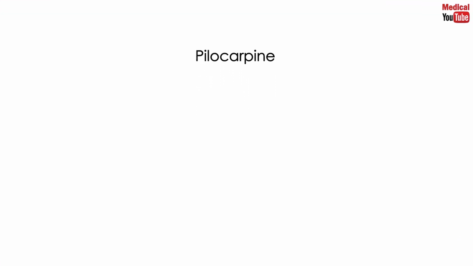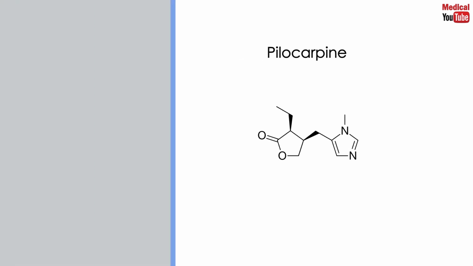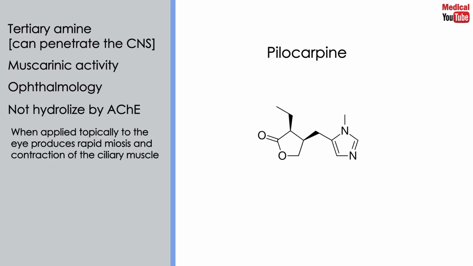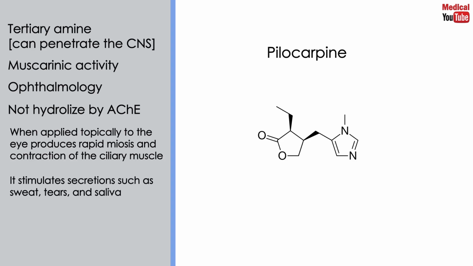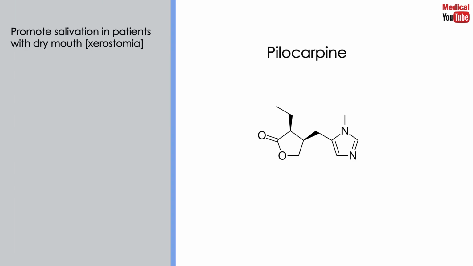And the final drug we'll talk about in the direct-acting cholinergic drugs is pilocarpine. The alkaloid pilocarpine is a tertiary amine, and that means it can penetrate the CNS. It exhibits muscarinic activity and is used primarily in ophthalmology. It is not hydrolyzed by acetylcholinesterase. Applied topically to the eye, pilocarpine produces rapid miosis and contraction of the ciliary muscle. It stimulates secretions such as sweat, tears, and saliva. It is used for promoting salivation in patients with dry mouth, which is known as xerostomia. It is available with the brand name Salagen.